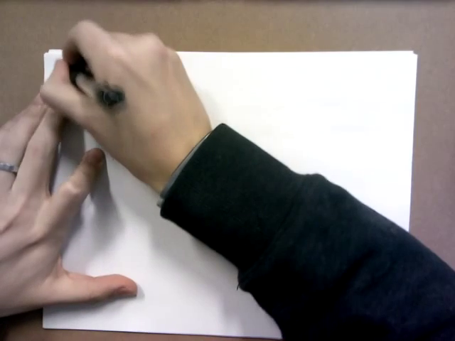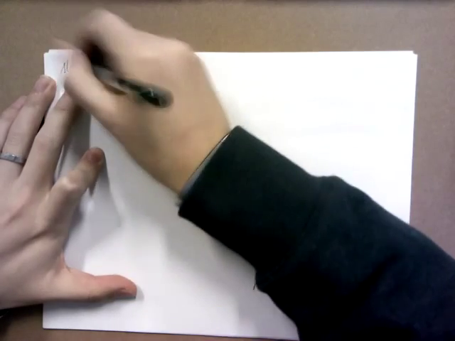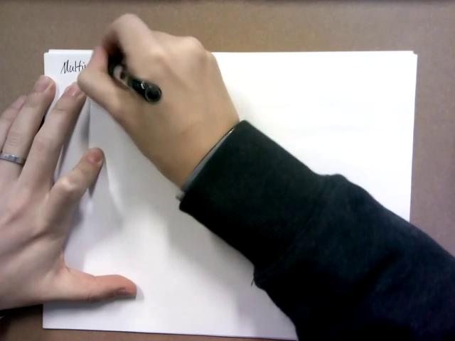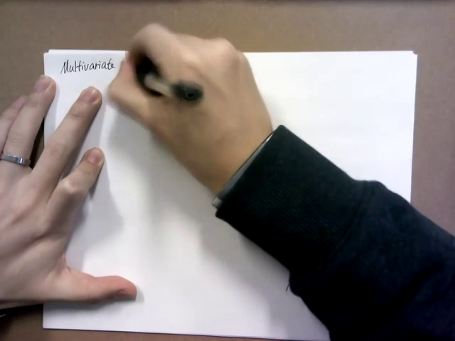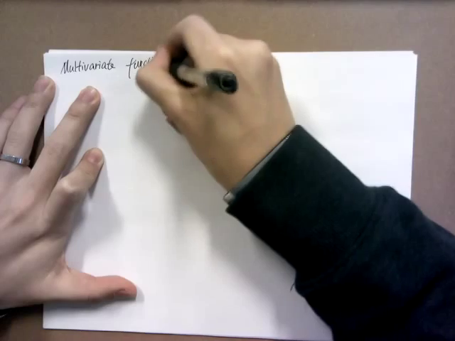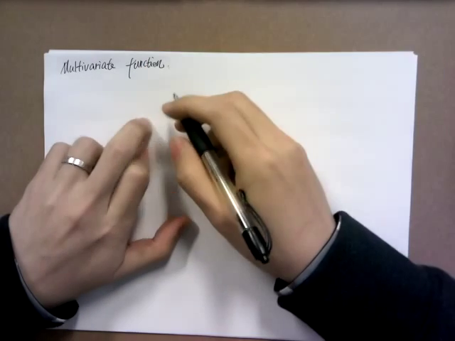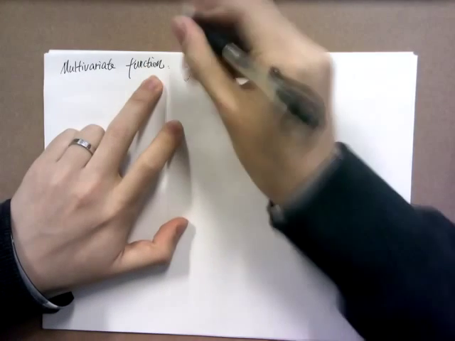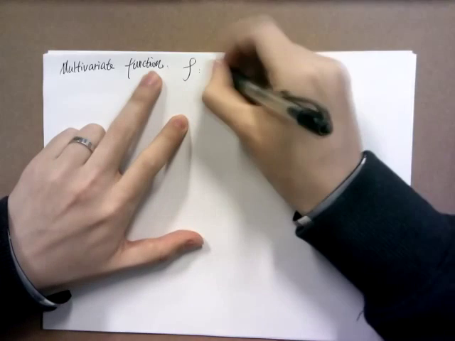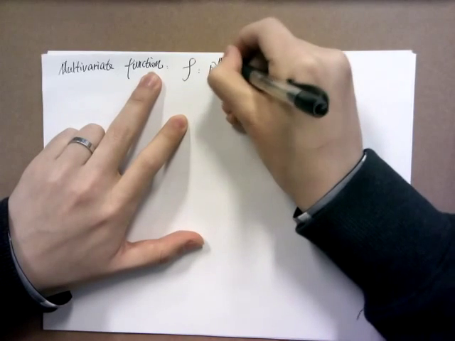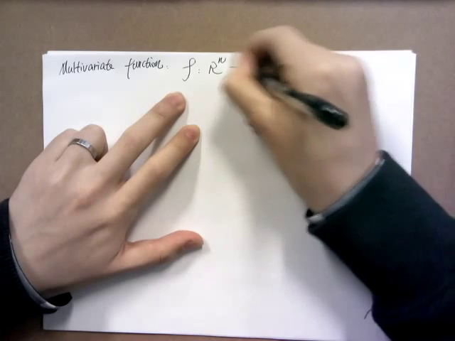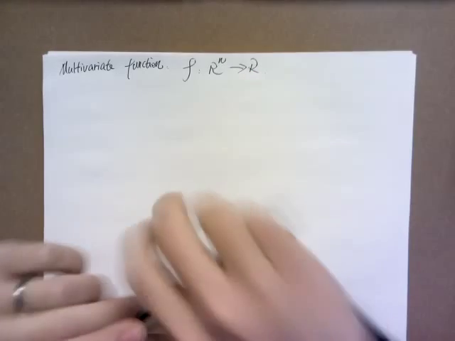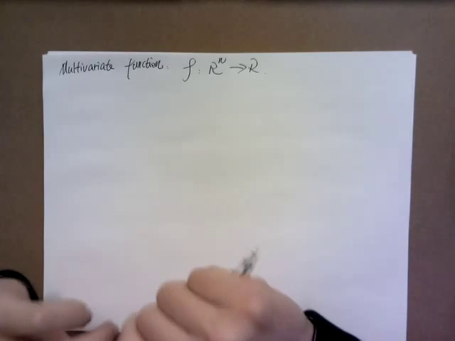Okay, so now let's start this class today. Let's go into multivariate functions. So the multivariate function f is a function that maps from R^n space to R. So what does this function mean?